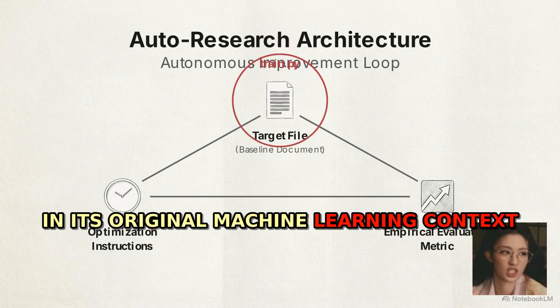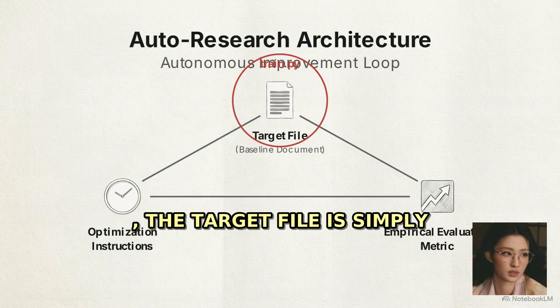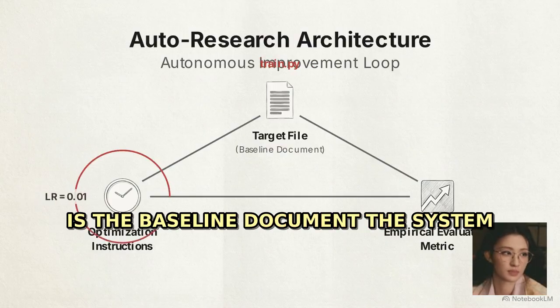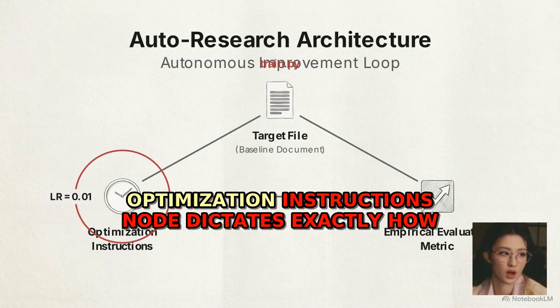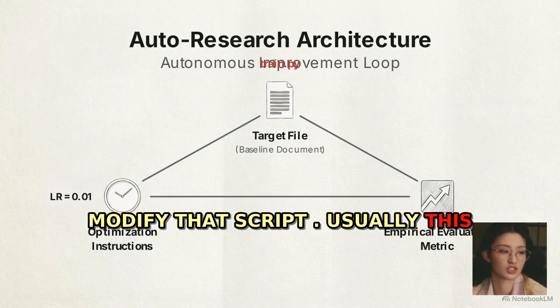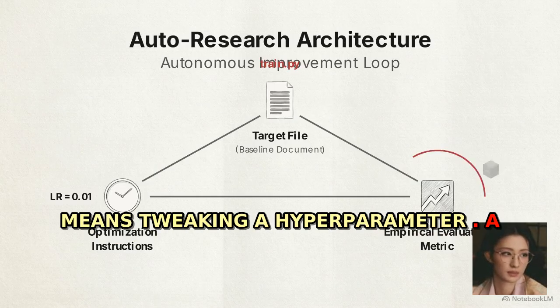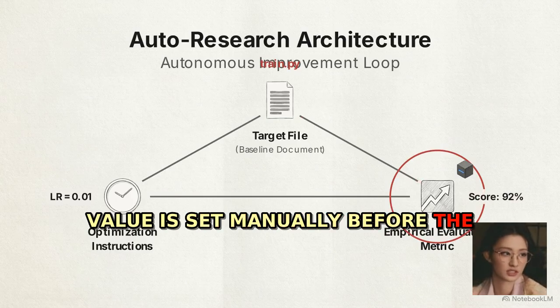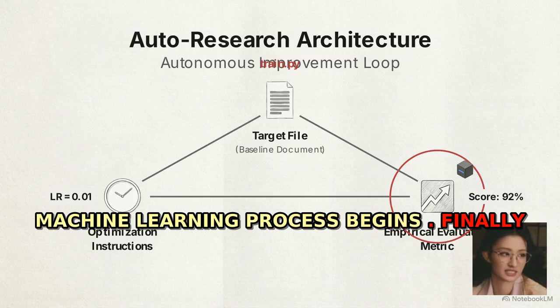In its original machine learning context, the target file is simply a standard training script. This is the baseline document the system will attempt to improve. The optimization instructions node dictates exactly how an autonomous agent is allowed to modify that script. Usually, this means tweaking a hyperparameter. A hyperparameter is a configuration variable whose value is set manually before the machine learning process begins.